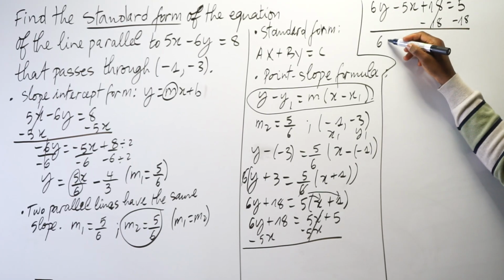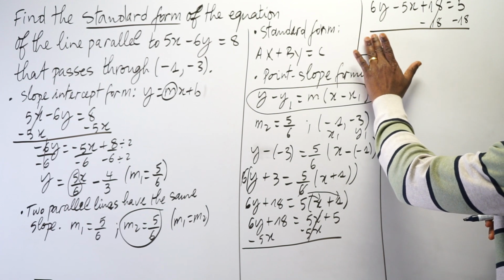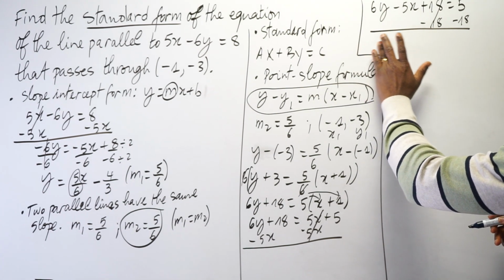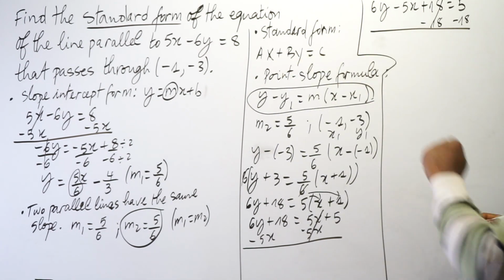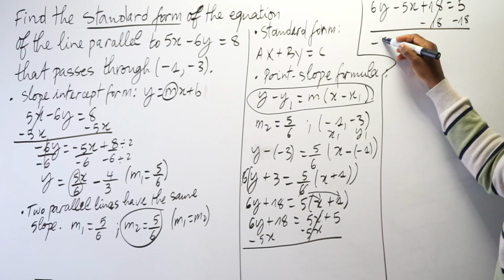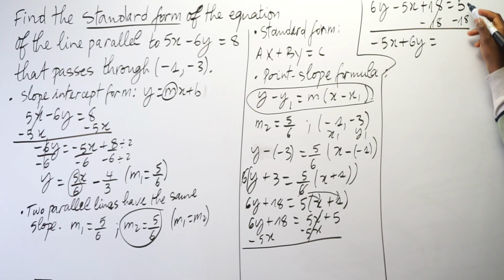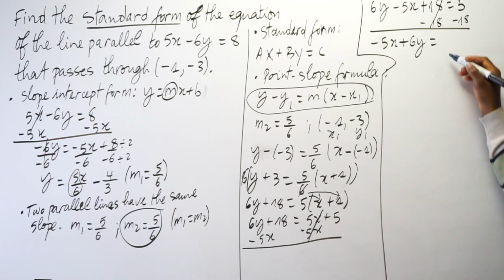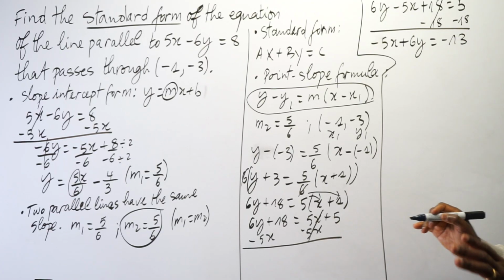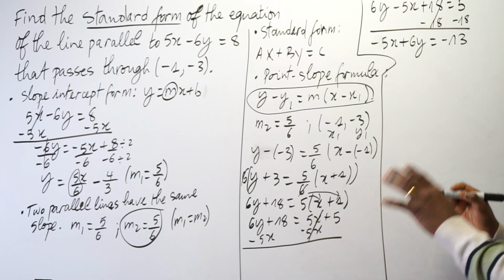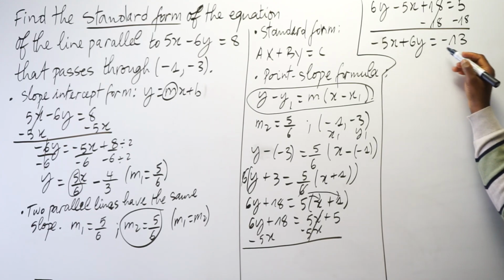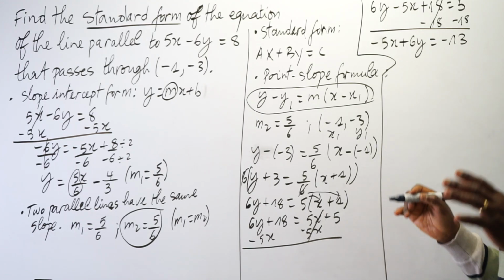So we end up with 6y. We can already have the x first, because remember, it's ax plus by plus c. So we have to have -5x plus 6y equals what? 5 minus 18 equals what? -13. Very interesting problem, okay? Take your time to unpack all of this. So then what's happening? Are we done yet?